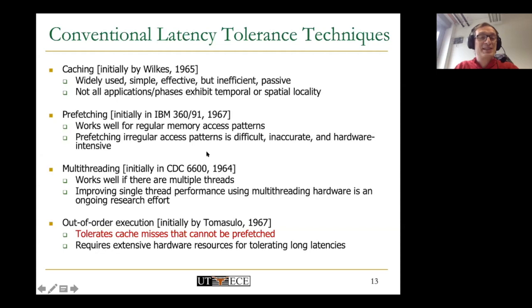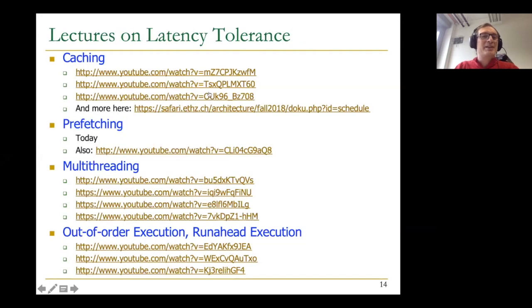There's still a lot of interesting things to do in this area if you have the creativity and ambition to do so. Okay, so clearly we've covered a lot of these caching lectures. Some of these are digital design and computer architecture lectures. Some of these are earlier incarnations of this course. And this course has evolved also, so we don't cover as much caching in this course, as you can see.